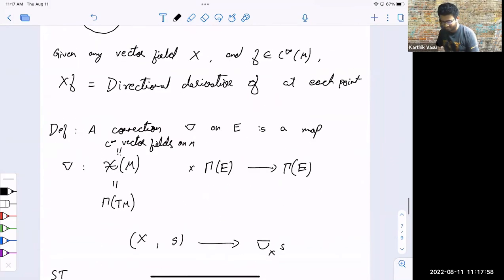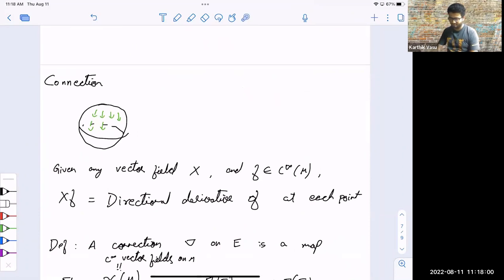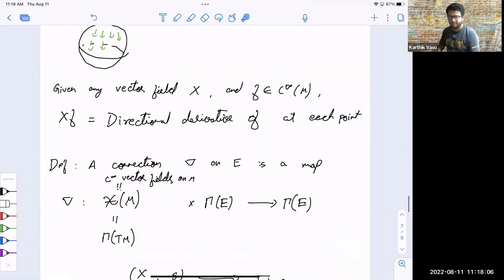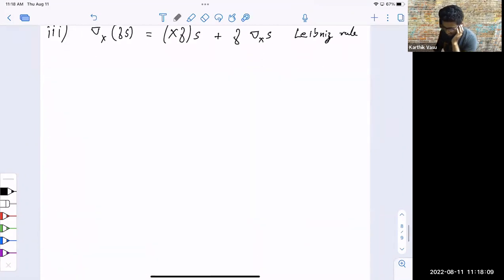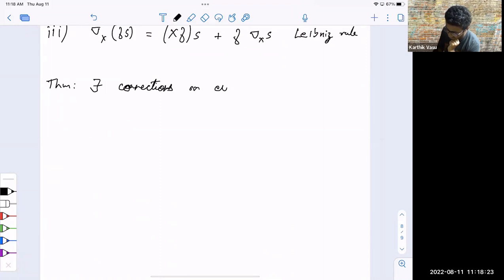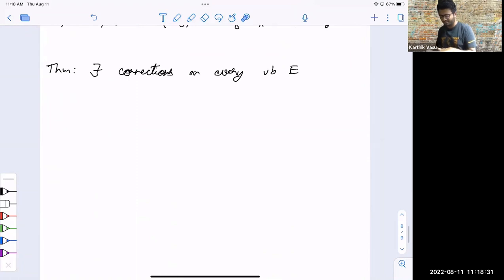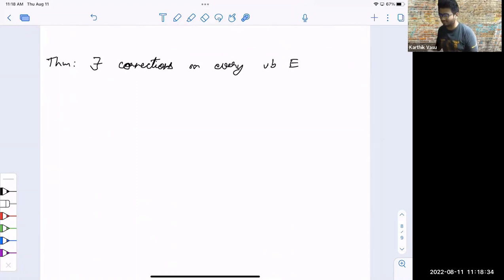Okay, so these are connections. This is a way of differentiating sections according to vector fields. So these are directional derivatives of sections. I didn't prove this, but you can say there exist connections on every vector bundle E. It is an easy task to prove using partition of unity that connections always exist. So you don't have to worry too much about that.